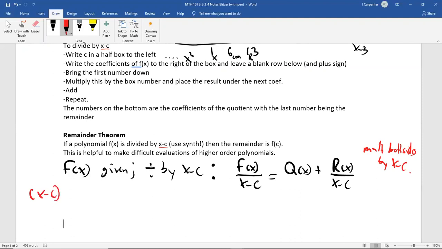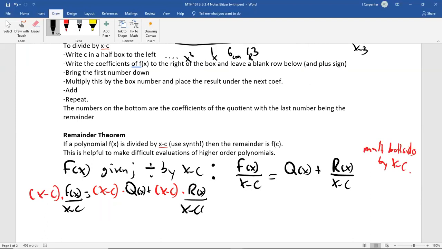So we'll take x minus c times the left side, x minus c times the q, and then x minus c times the third fraction. So that's f of x equals x minus c times the quotient, plus x minus c times the remainder over x minus c. We do this because x minus c's top and bottom cancel. It doesn't happen with the quotient because it wasn't a fraction, but it happens with the remainder term. So what this tells us, and this is important, is that a function can be rewritten as x minus c, that thing we divided by, times the quotient if we actually did the division, plus the remainder.